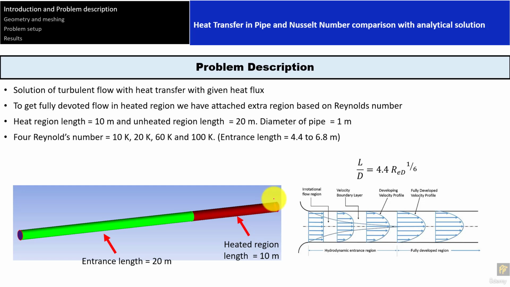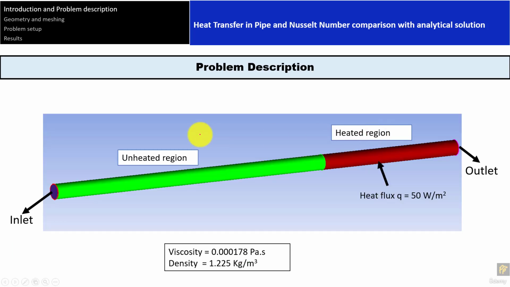Okay, so this is the problem definition, and from the heat transfer coefficient, we can find out the Nusselt number. This is what we are going to do in this whole workshop, and then compare with the correlation. Okay, so these are all the given conditions. We have the inlet, we have the outlet, we have the two walls, the unheated wall and the heated wall. The heated wall has a heat flux of 50 watts per meter square.